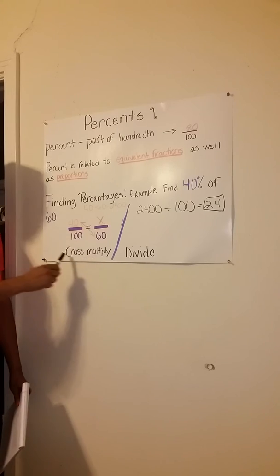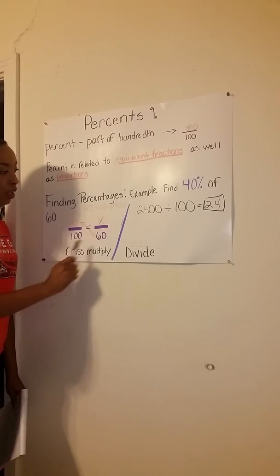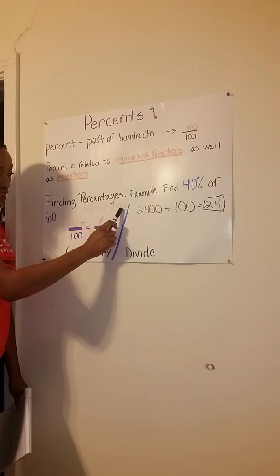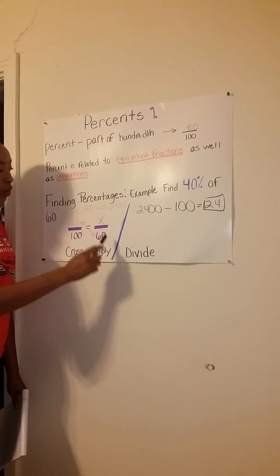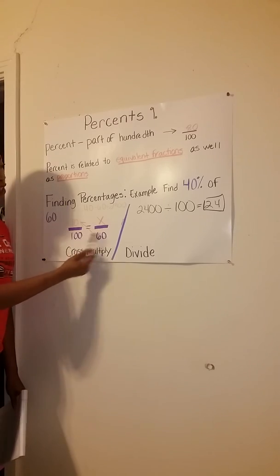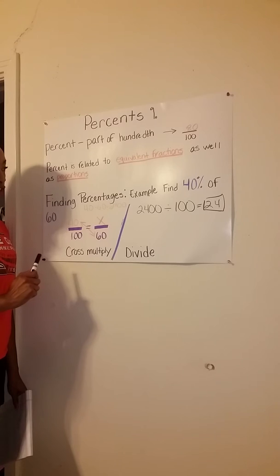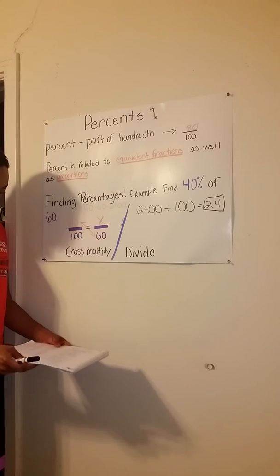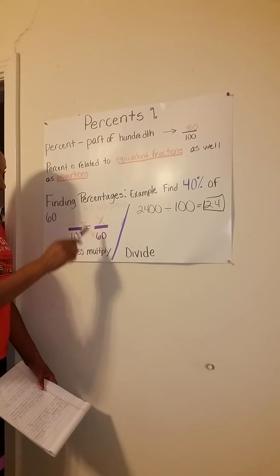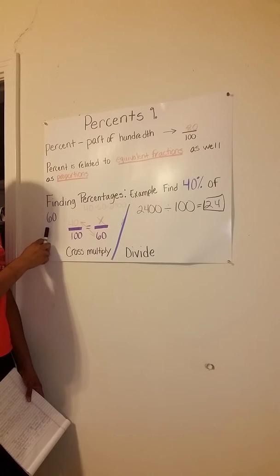And the next step, cross multiply, top left to bottom right. Once you get the product of that cross multiplication, then you want to divide by the remaining number. What's left? 100, right? So then you want to divide by 100, and then you get your answer. So 24 is 40% of 60. Okay?